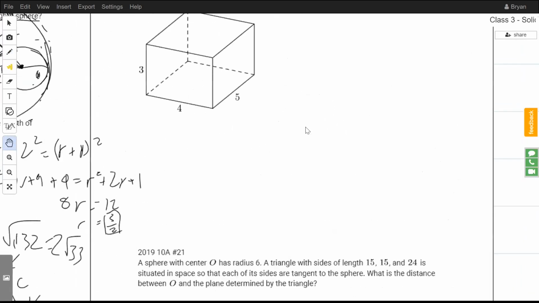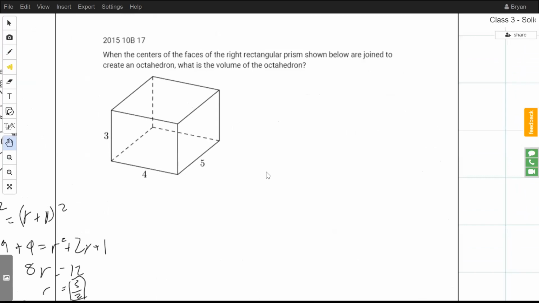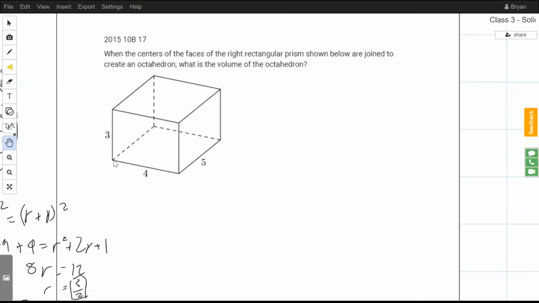Okay, here's a cool octahedron problem. When the centers of the faces of this rectangular prism are joined to create an octahedron, what is the volume of the octahedron? First, we have to figure out what the dimensions of it are to be able to find its volume. So we take the centers of each face and just connect them like so.